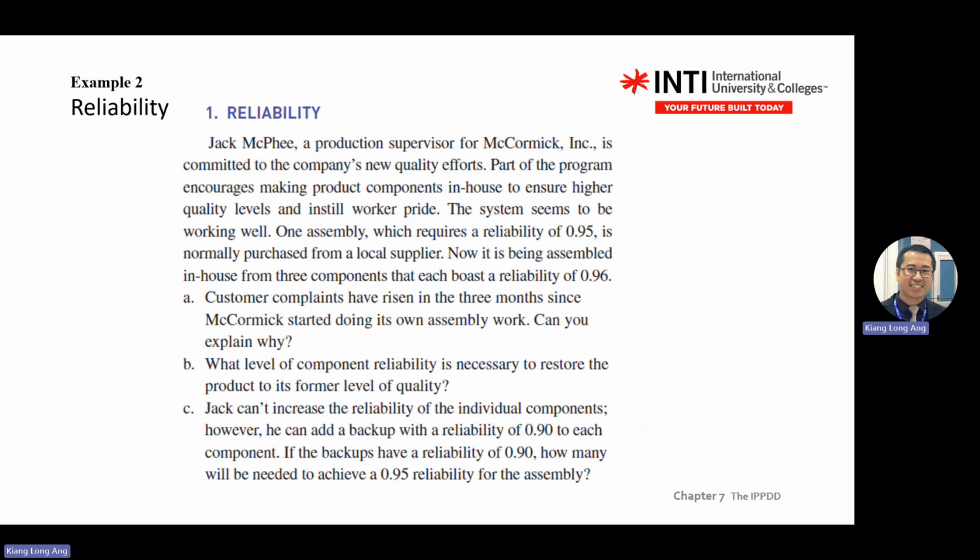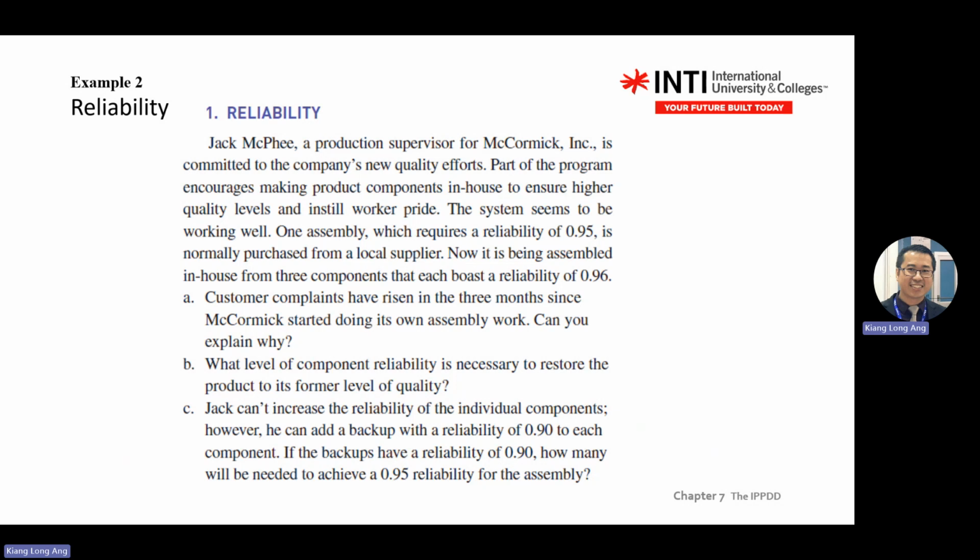Jack is a production supervisor for a company committed to improving quality. Part of the program, they try to make parts in-house and ensure a higher quality level. Systems seem to be working well. One assembly required. What do I mean by one assembly? This means one assembly, this one also can mean one assembly. It means one system.